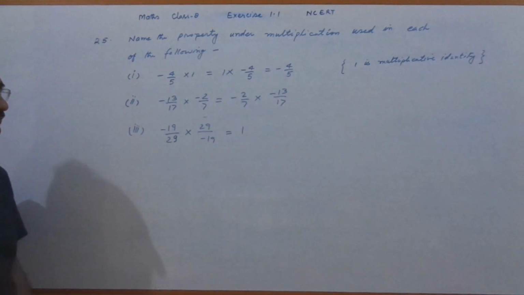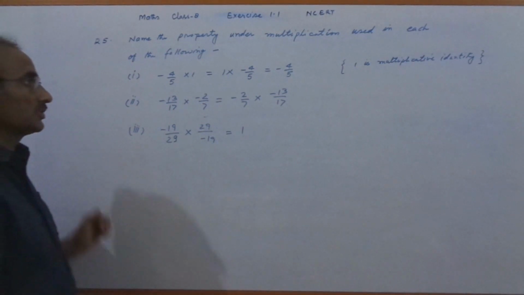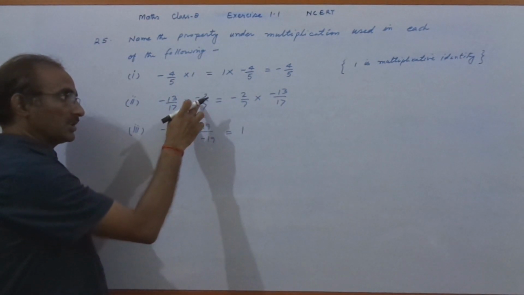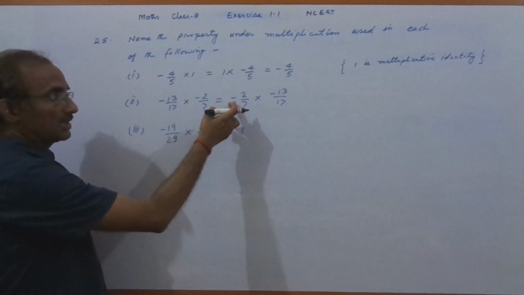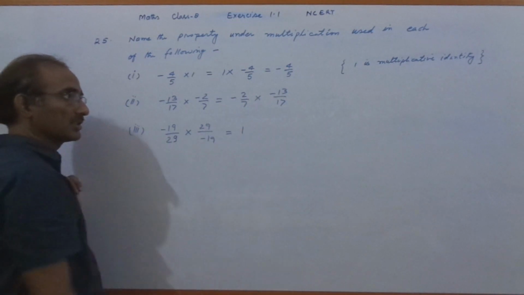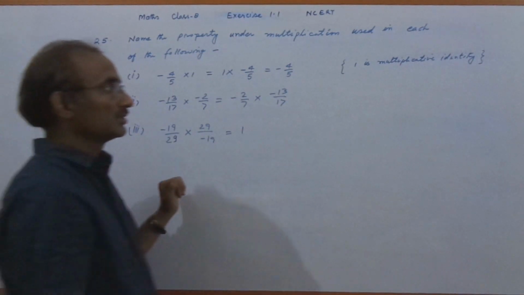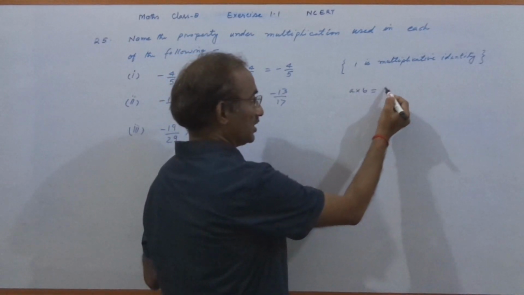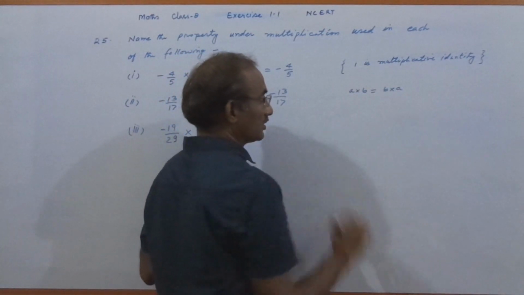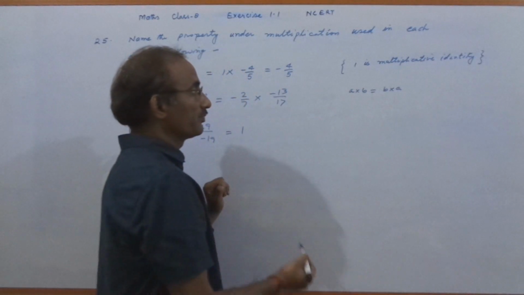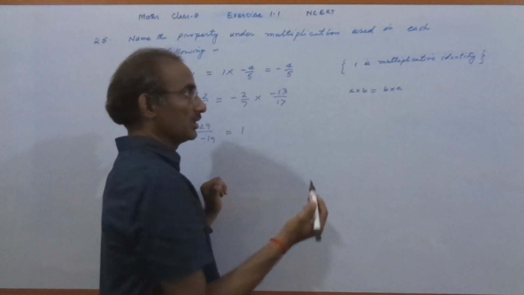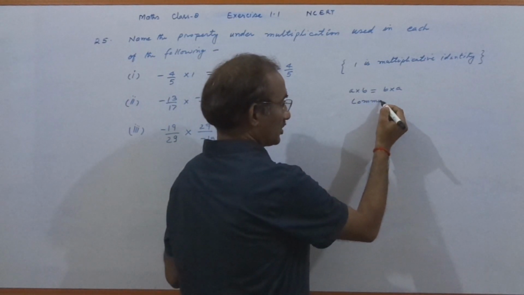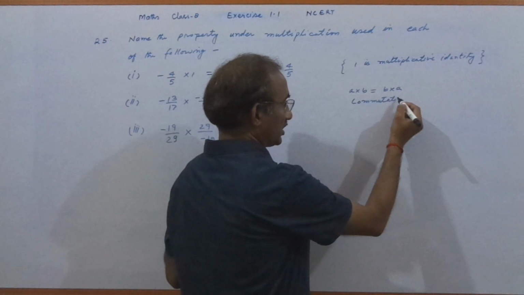Second one is minus 13 upon 7 multiplied with minus 2 upon 7 equal to minus 2 upon 7 multiplied with minus 13 upon 7. So it relates with a into b equal b into a. It means commutative property. Commutativity.